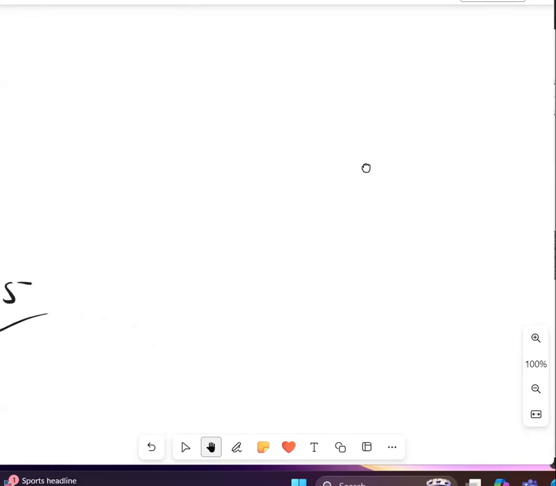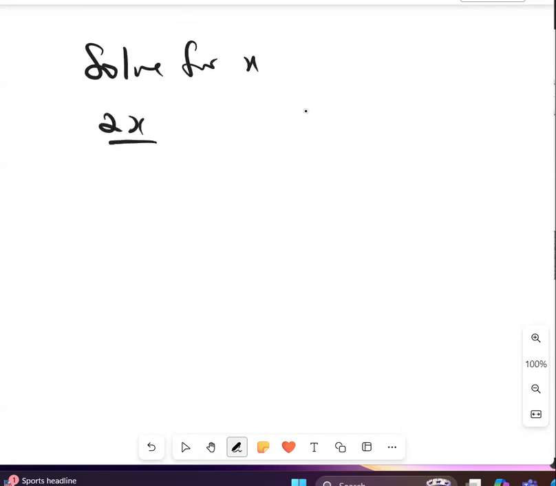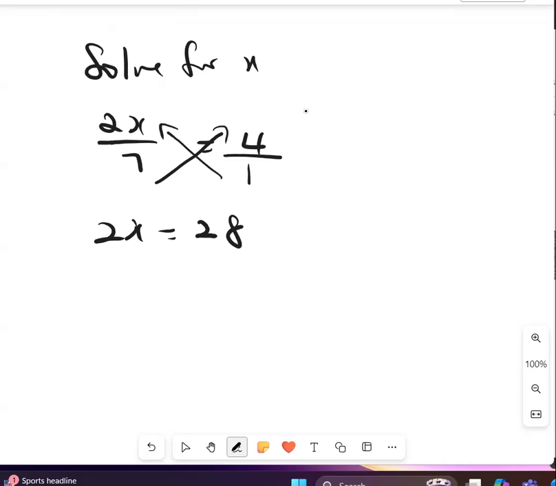Try another one. Solve for x. 2x over 7 equals 4. So again, you can use the shortcut. Put this over 1 and cross multiply like that. So you get 2x equals 7 times 4, which is 28. Then you bring this 2 down and you divide. So x equals 28 over 2, which is 14.